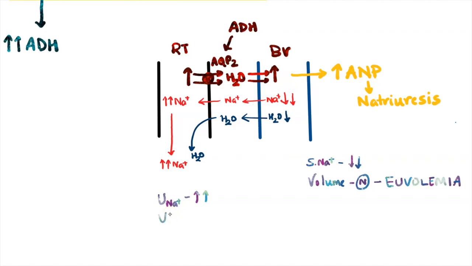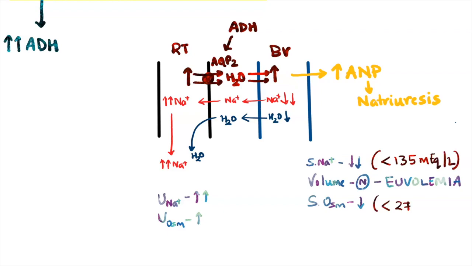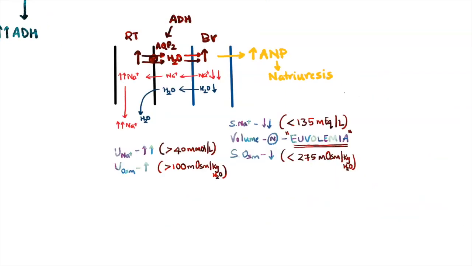Now if you look into the urine osmolality, it will be increased because of excess sodium in urine. On the other side, serum osmolality is going to decrease because of reduced sodium levels in the serum. The specific diagnostic criteria for SIADH includes serum sodium less than 135 milliequivalents per liter, serum osmolality less than 275 milliosmoles per kg of water, urinary sodium more than 40 milliequivalents per liter, urinary osmolality more than 100 milliosmoles per kg of water, and of course the patient should have euvolemia.